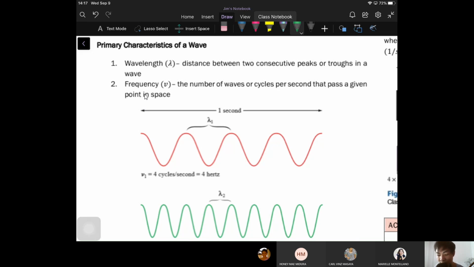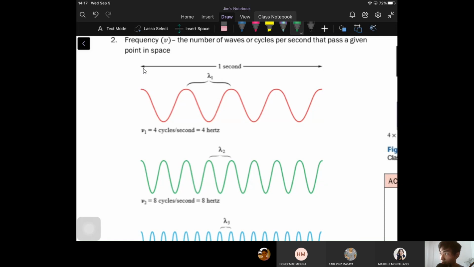No? So yan. So looking at these two, for example, this is 1 second. How many waves can we form? So this is, tignan natin. No? So pick 1. So this is the first wavelength. Tingin tayo dito.